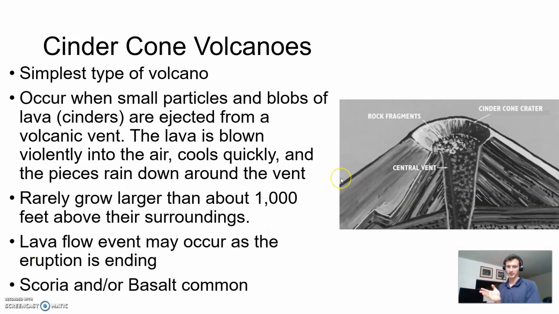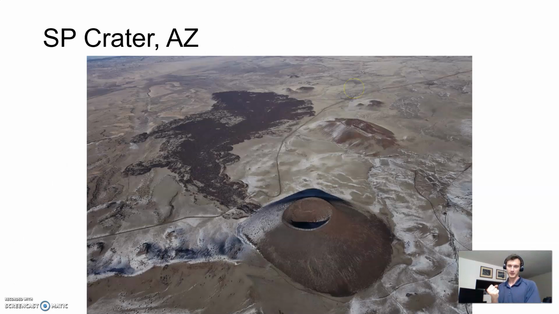Tend to be scoria and basalt on this one. Are these felsic, intermediate, or mafic? Try to remember. So these tend to be mafic.